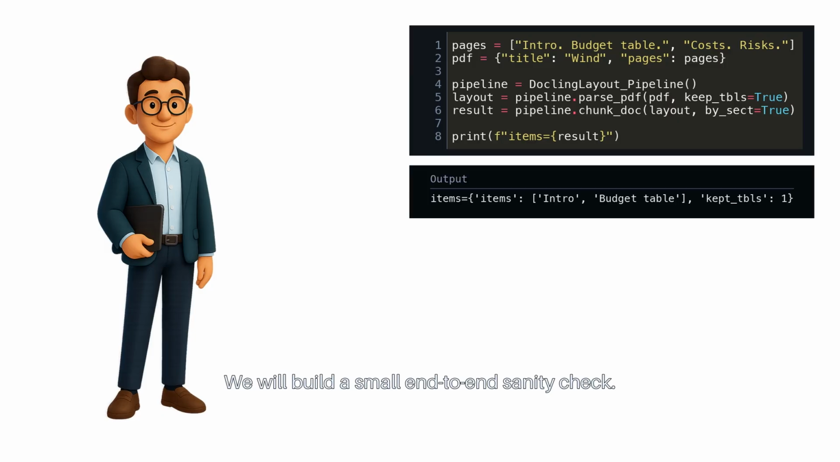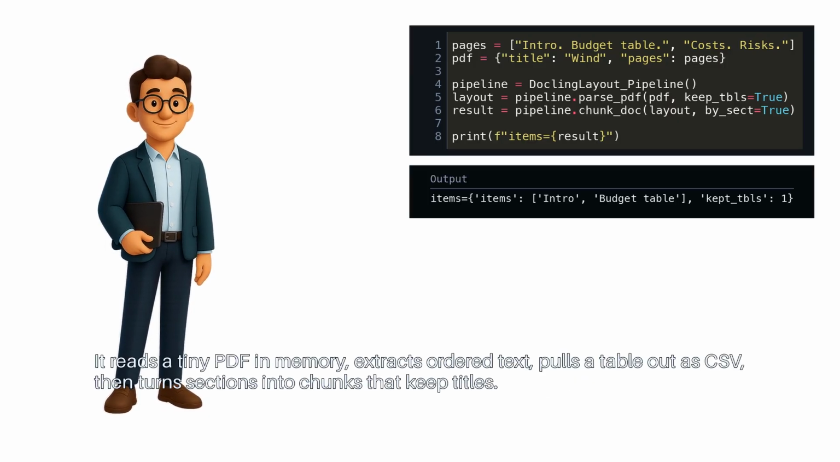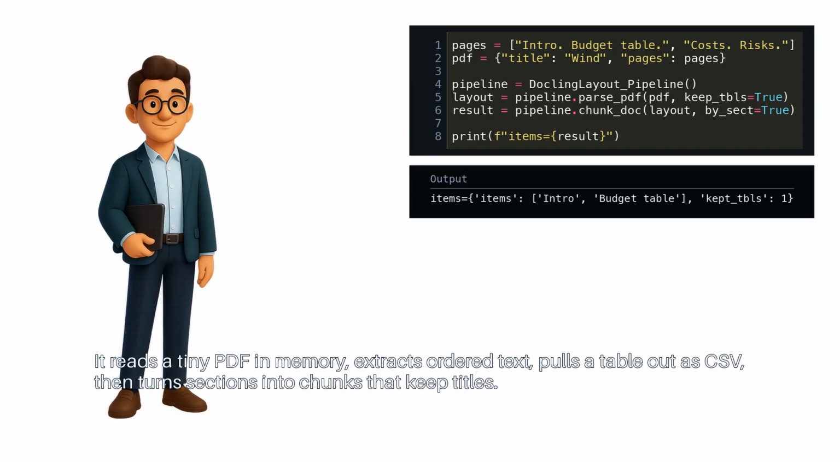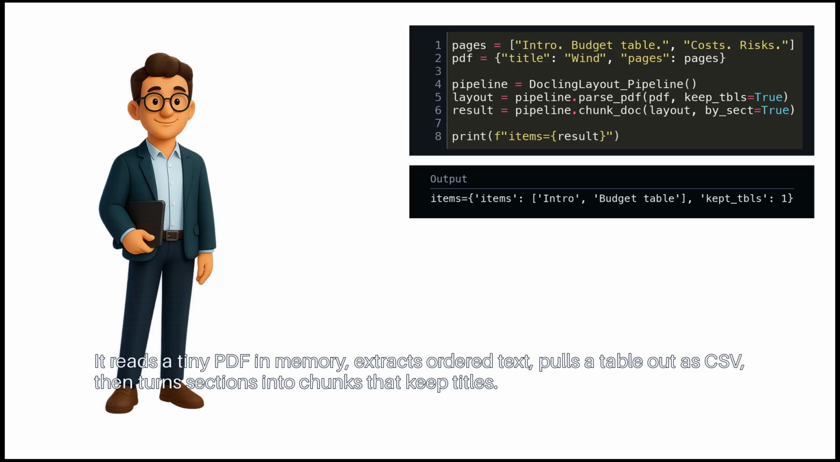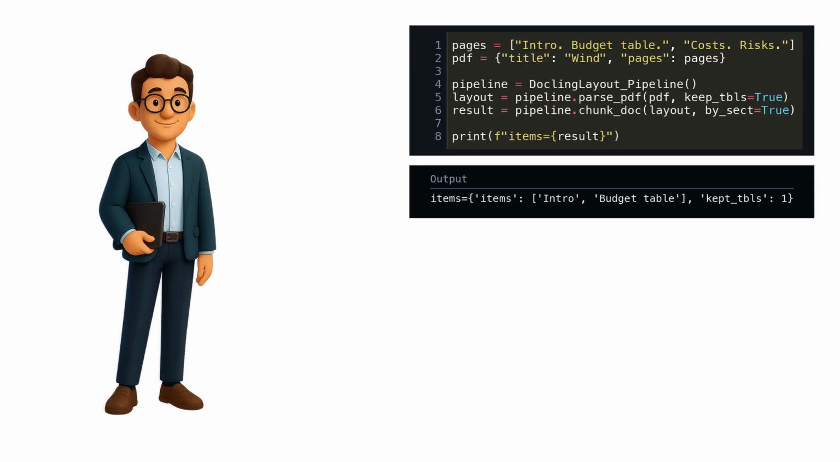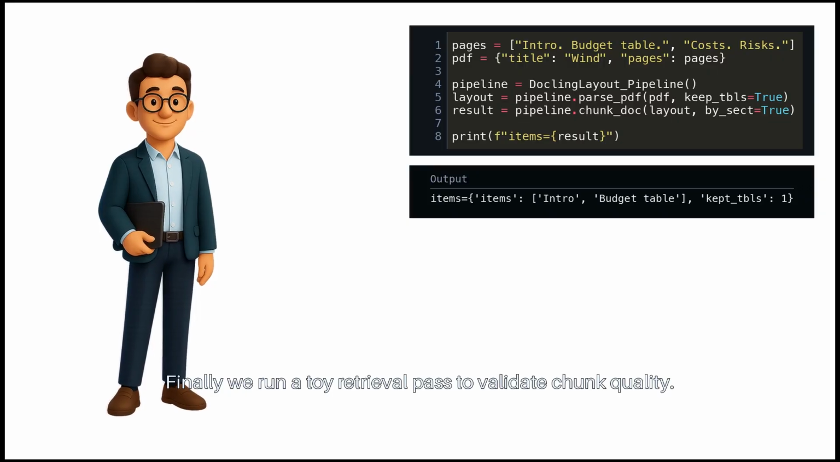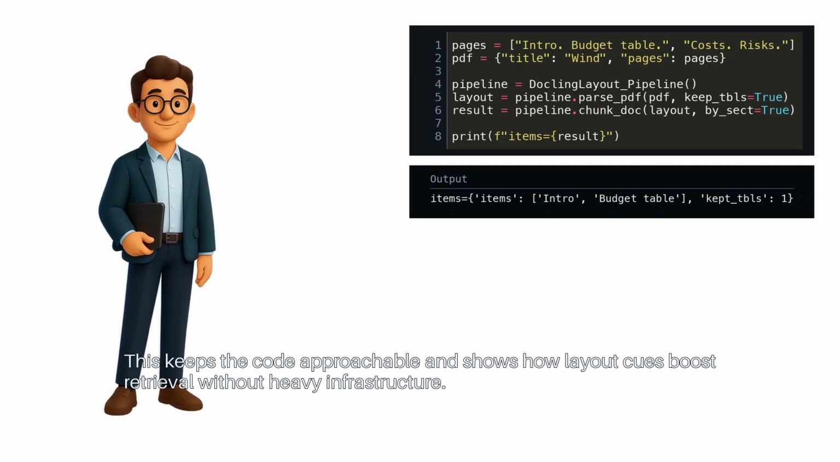We will build a small end-to-end sanity check. It reads a tiny PDF in memory, extracts ordered text, pulls a table out as CSV, then turns sections into chunks that keep titles. Finally, we run a toy retrieval pass to validate chunk quality. This keeps the code approachable and shows how layout cues boost retrieval without heavy infrastructure.